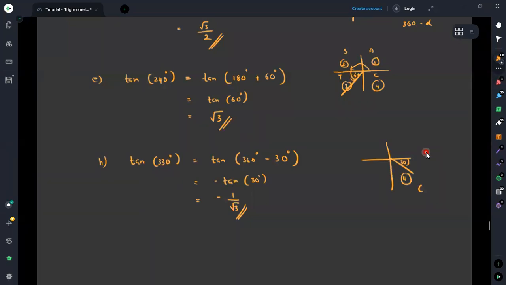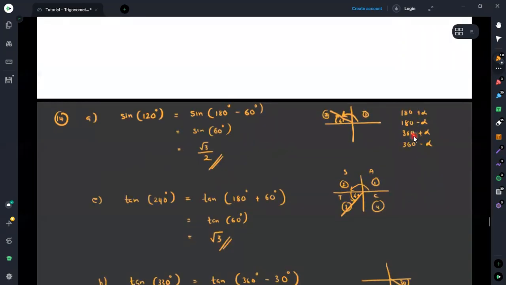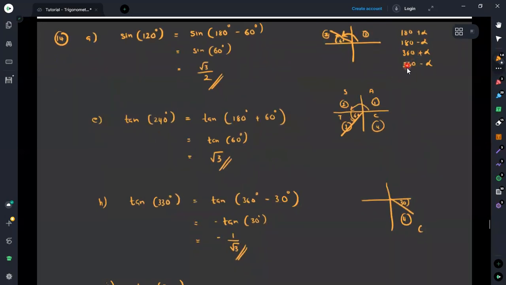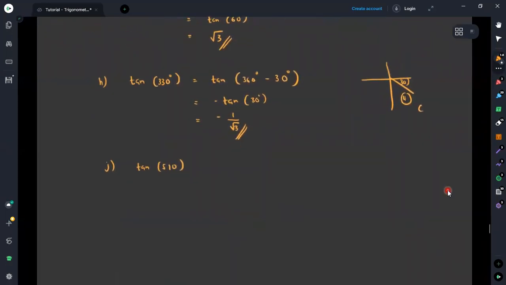And then the next one is part J. In part J, we have tangent 510. Here, we cannot directly have this as 180 or 360, because now we have to take the multiples of this. Then we have to consider the next multiple, the third one. If you draw this, we know it is 0, 180, then 2 times this is 360. If you again add another 180, this would be 540 degrees.